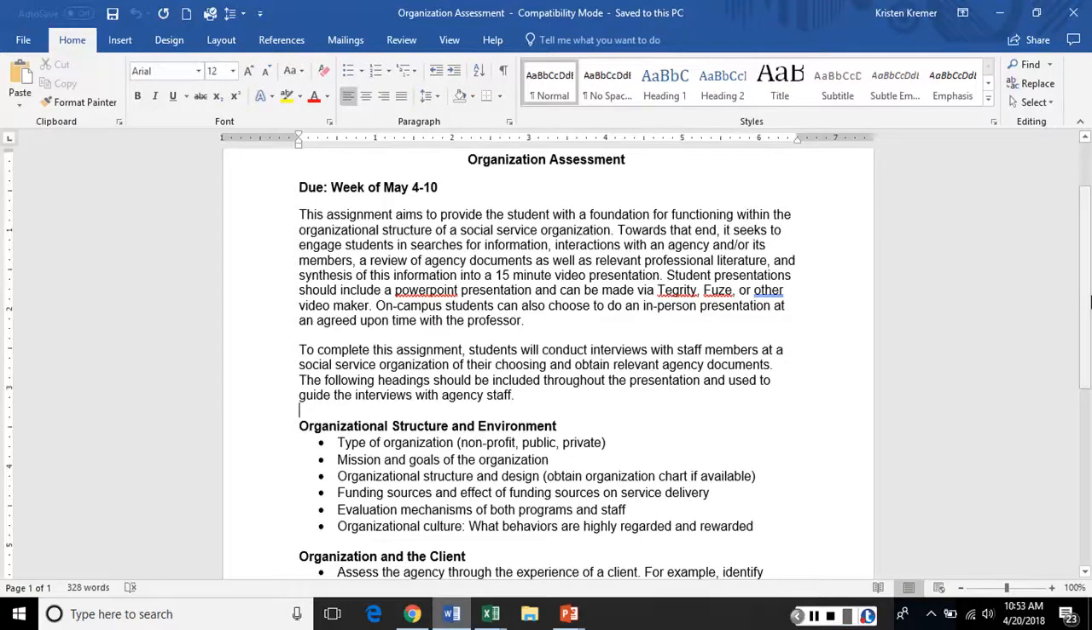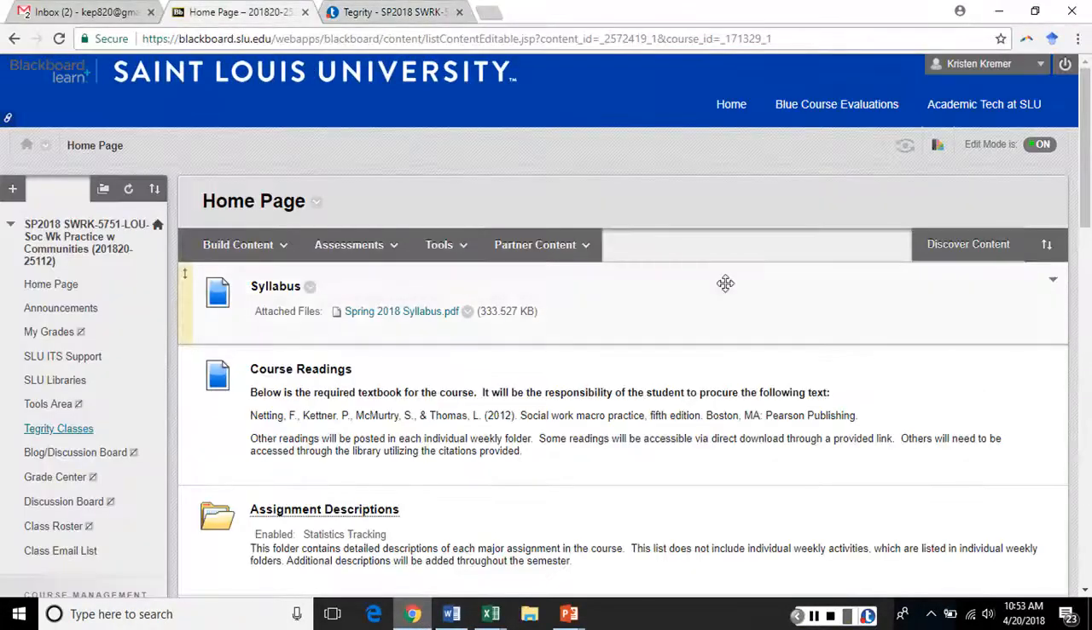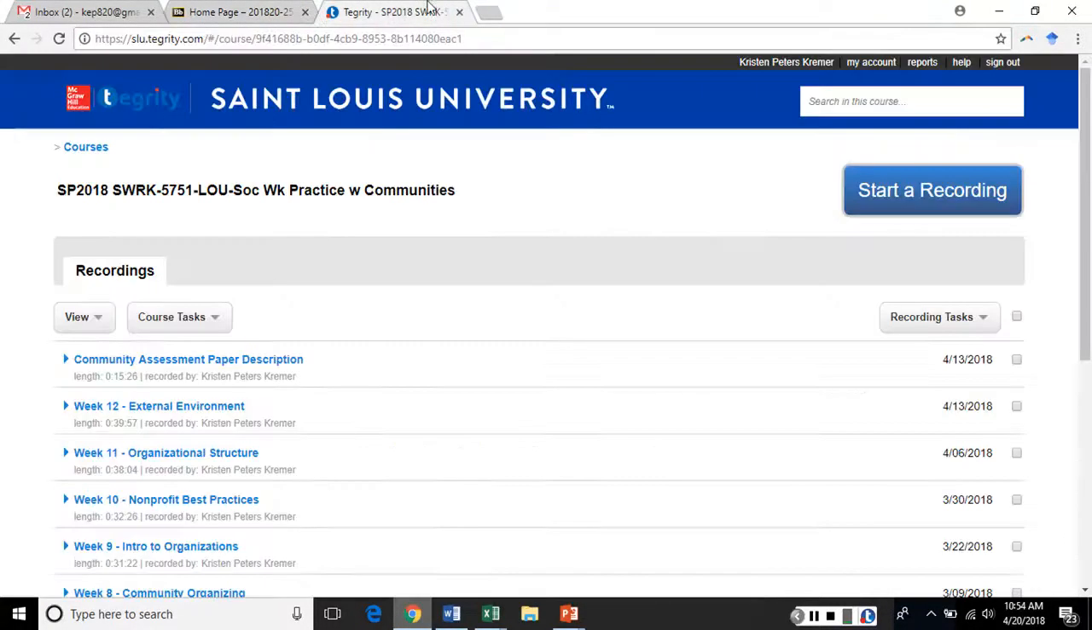Tegrity is pretty easy to use. It's built into Blackboard. So if you go to Blackboard, I assume that everyone has access to this. If I'm in my Blackboard, here's our class. On the side, we have Tegrity classes. If you click on that, it will bring you to this page. All you have to do is click start a recording. And when it starts, you'll see this bar at the bottom.